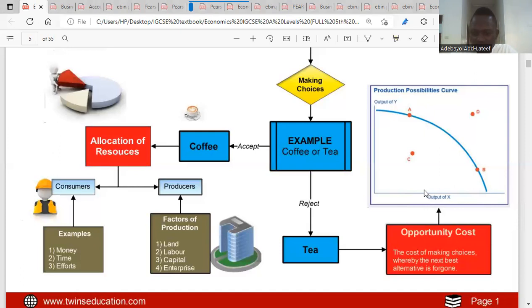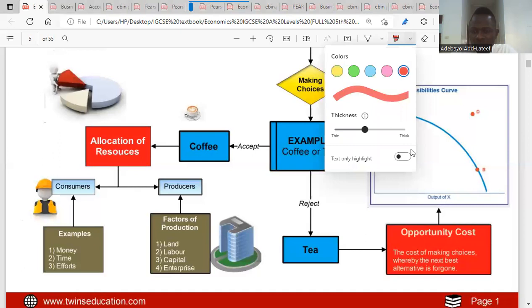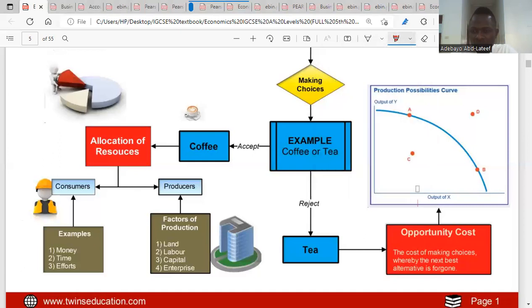Output X will be at the lowest at this point here. So I'm trying to highlight, let's see if I can. Output X will be at the lowest at the same point here. That is, if we are producing output Y, that means you make a choice of producing at output Y. This economy cannot produce at the same time output X and Y.